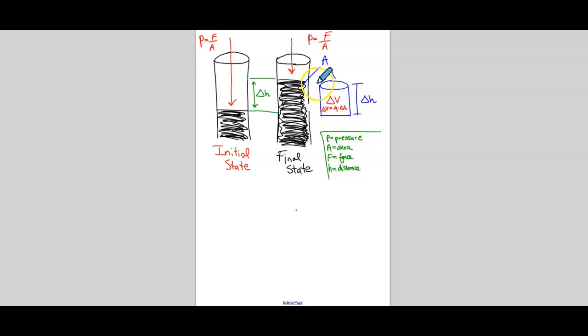Okay, so looking at that then, we have really a change in volume. It looks here two-dimensionally like we have a change in height. The height of the piston has changed, but really what has happened is the change in volume has occurred.